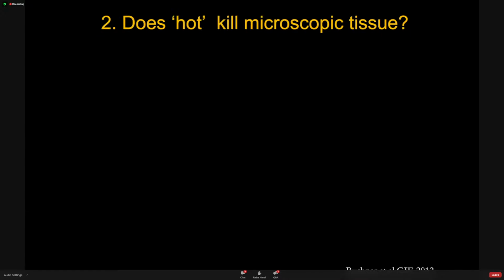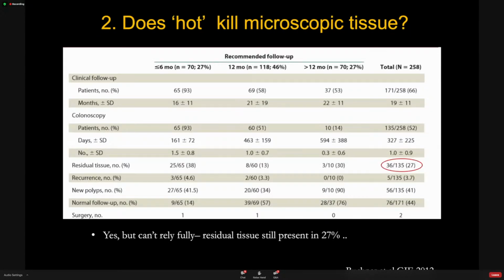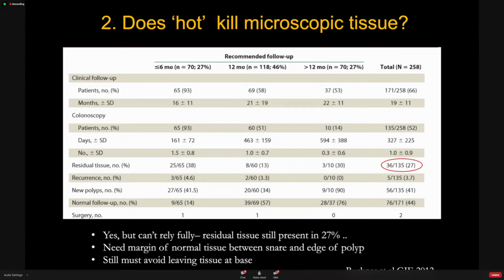Now, we also think that hot kills microscopic tissue, and this is a study performed 8 years ago, which shows quite a high recurrence rate of 27% with hot snare. And of course, we need a margin of normal tissue between the snare and the edge of the polyp, and we must still avoid leaving tissue at the base of the polyp. So hot snare does not necessarily do the job.